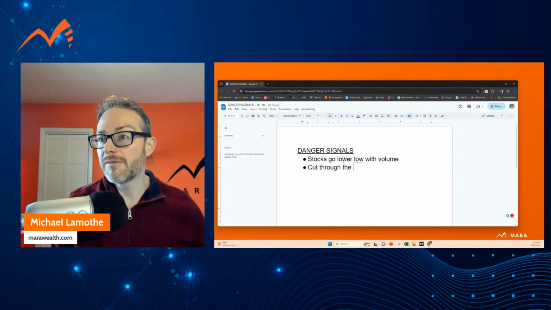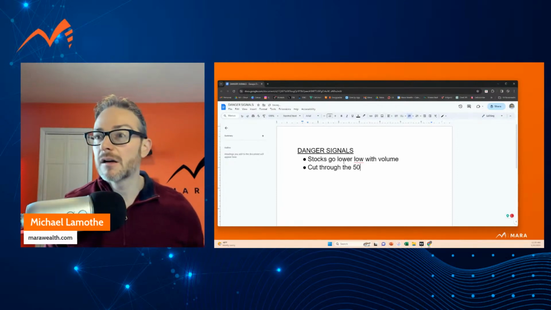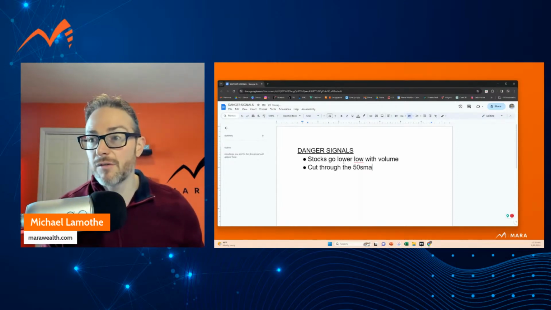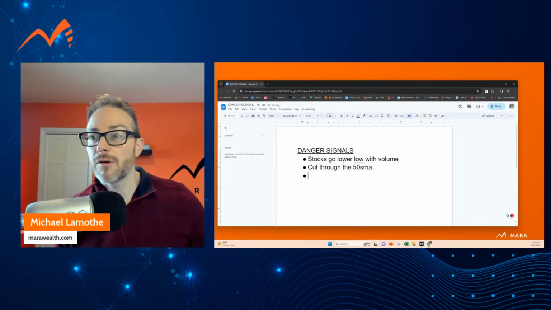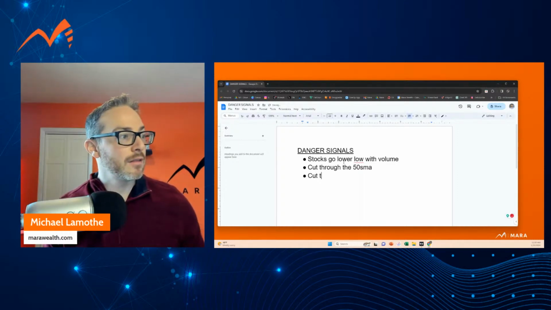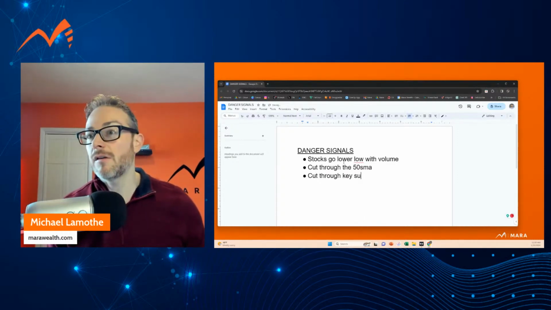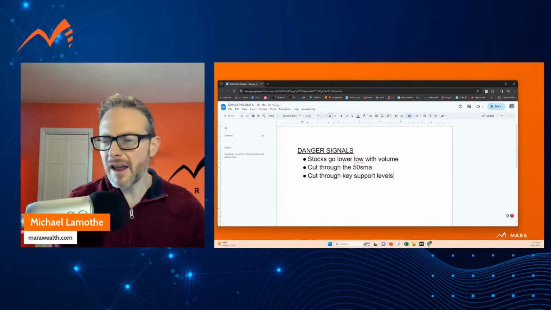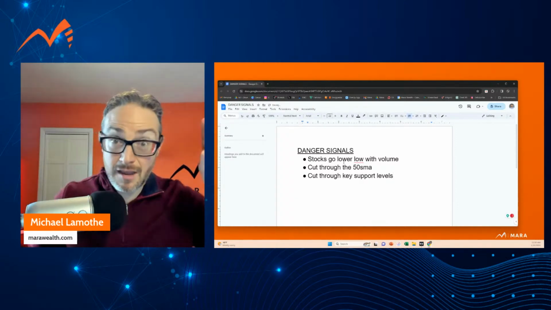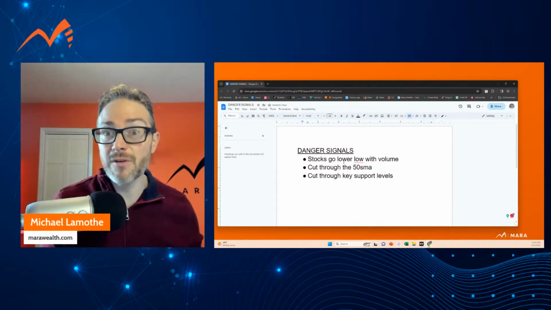Cut through the 50-day simple moving average, and also cut through key support levels, right? And we could really think of key support as different types of things.